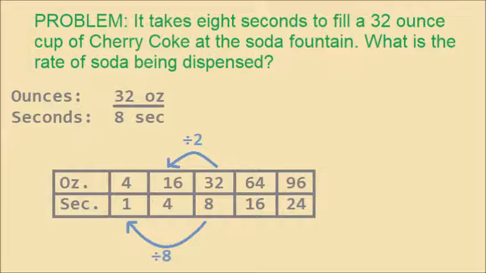Likewise, we can shrink down by dividing. So if we were only going to dispense soda for 4 seconds, or if we had a 16-ounce cup, we would know how much time could fill up that cup. And we know that we can dispense 4 ounces in 1 second if we had a very tiny cup, or if you had very little time at the soda fountain.